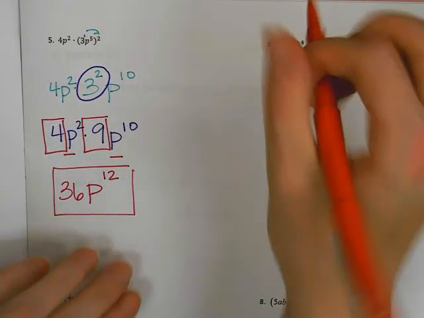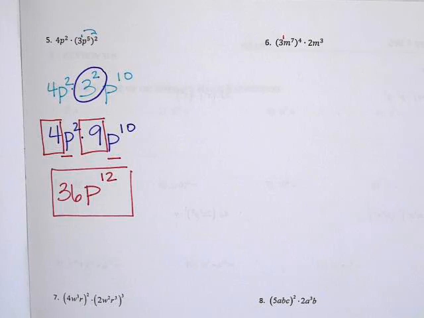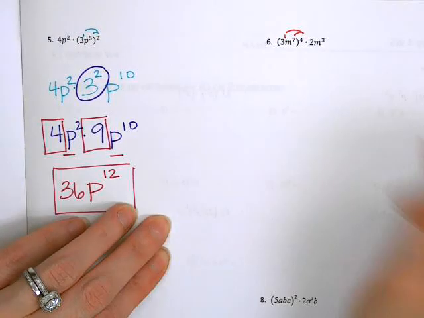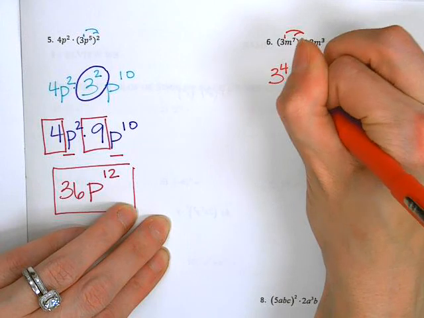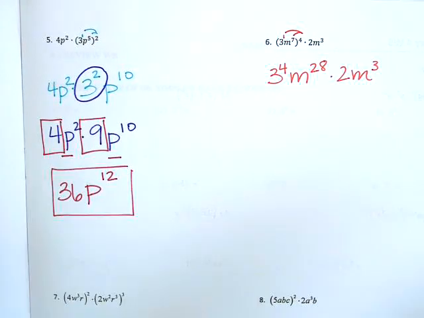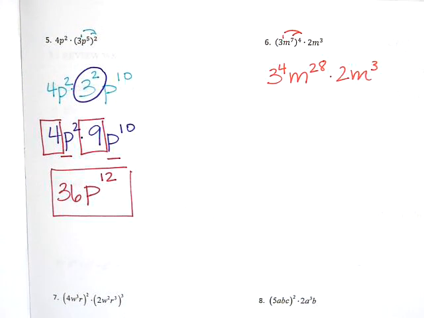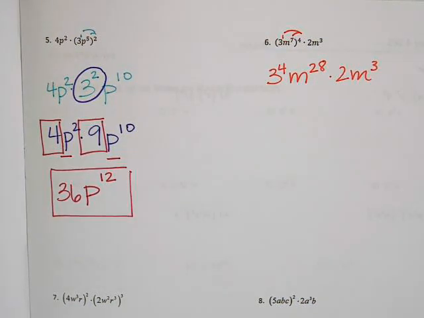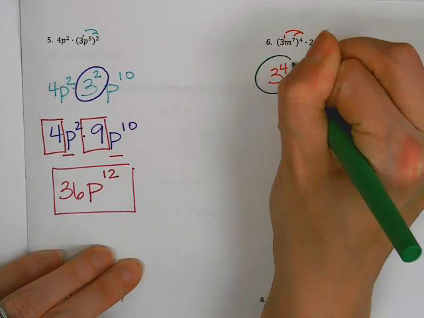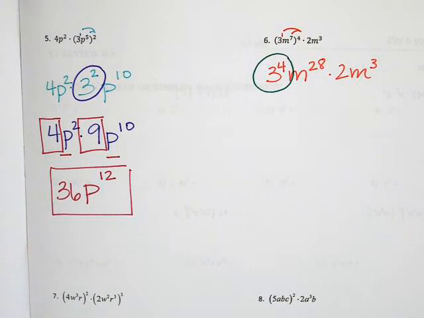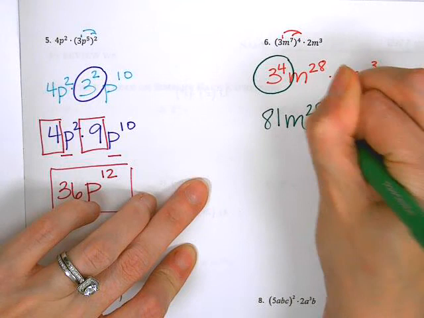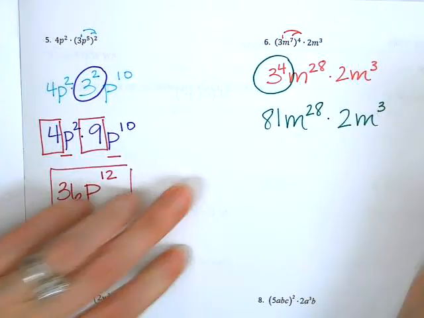All right, let's try one more of those. All right, so this one, the 3 gets a 1. And let's distribute the 4 to both of these guys. So we got 3 to the 4, m to the 28th. And then I'm just going to copy this one down because it doesn't have parentheses. All right, next up, what actually is 3 to the 4th? So 3 to the 4th power is 81. So we have 81 m28 times 2m3.